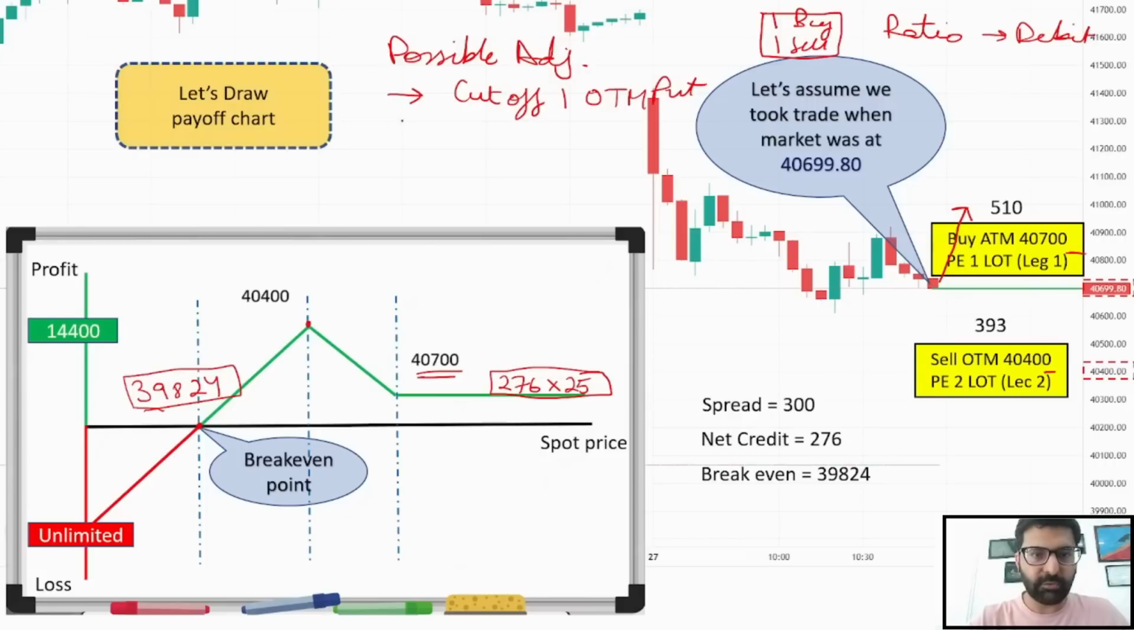The second adjustment could be to buy a further OTM put.